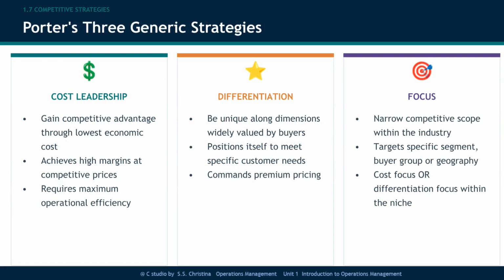Michael Porter's generic strategies are one of the most powerful and enduring frameworks in all of management. Every production strategy ultimately serves one of these 3 competitive positions. Number 1, cost leadership. The firm attempts to be the lowest cost producer in its industry. This does not mean the cheapest product, it means the lowest cost to produce.